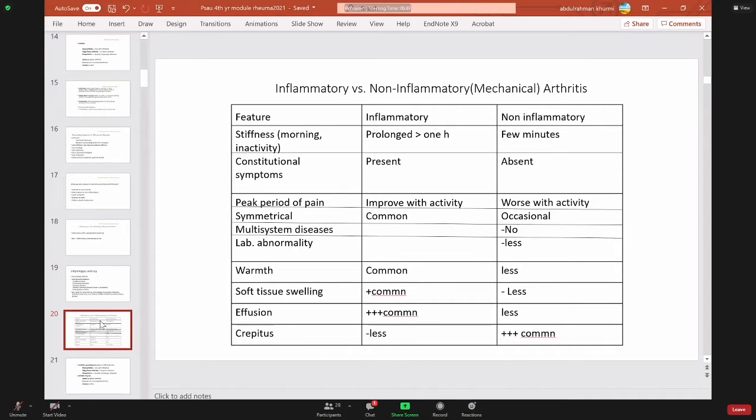The definition of inflammatory is here. There is more prolonged morning stiffness. Constitutional symptoms are there, like fever and weight loss. It improves with activity and symmetrical involvement is common. There are signs of effusion and inflammation and pain and loss of function, while you have the non-inflammatory like osteoarthritis, which has brief stiffness only, there are no systemic illnesses or constitutional symptoms, and it's associated with crepitus, but less inflammation and swelling.